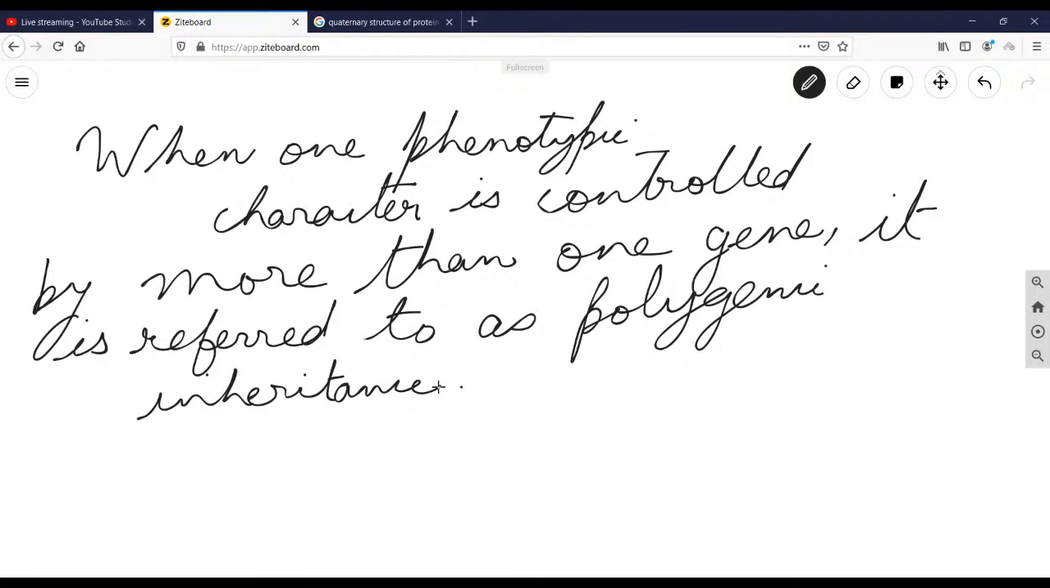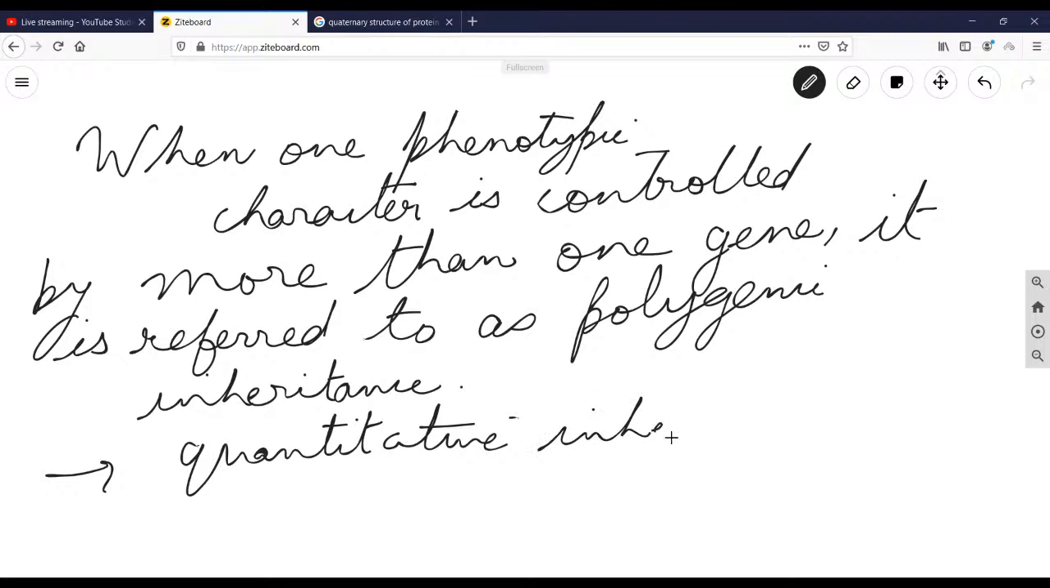There is a scientist known as Colerentia. Colerentia is known as the father of polygenic inheritance. It is also known by the name quantitative inheritance. Quantitative inheritance, because you can quantify, right?